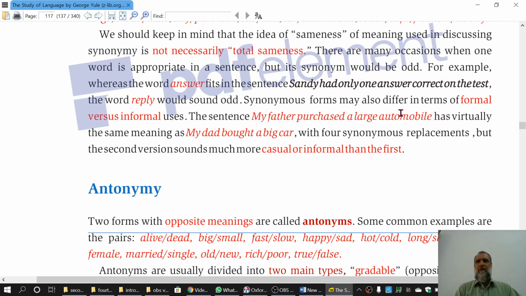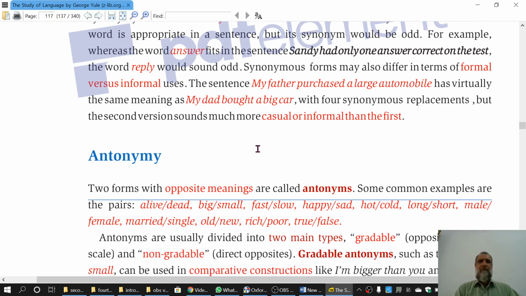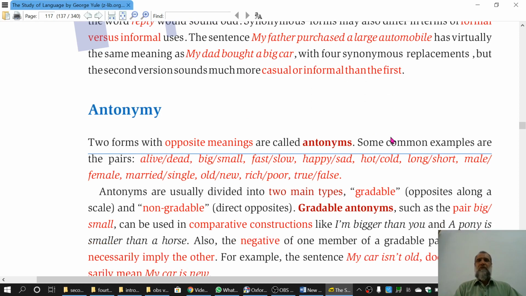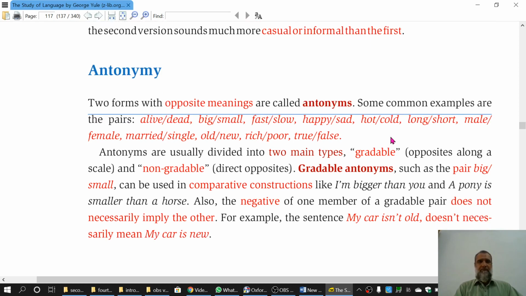Synonymous forms may also differ in terms of formal versus informal. The sentence my father purchased a large automobile has virtually, really, actually the same meaning as my dad bought a big car. Both have four synonymous replacements, but the second version sounds much more casual and informal than the first.